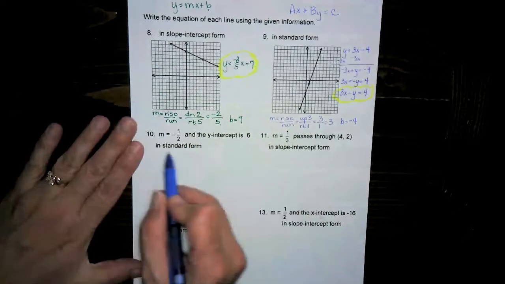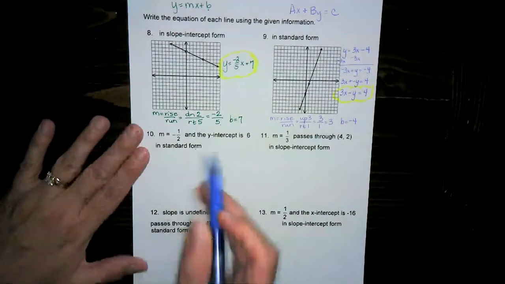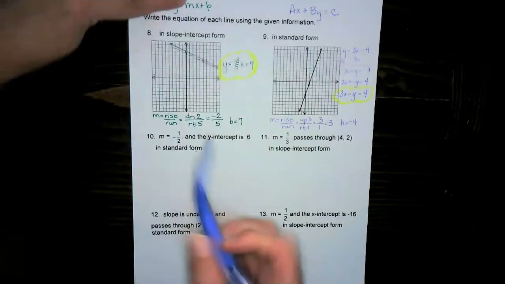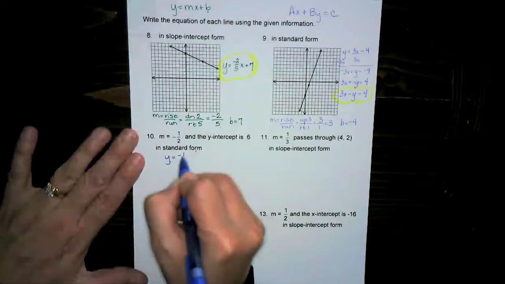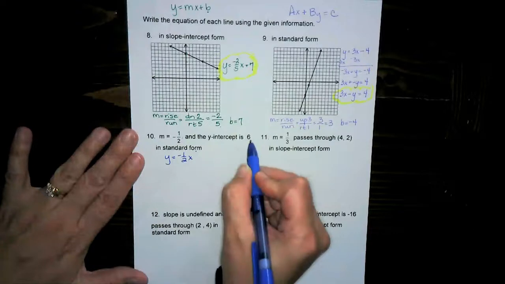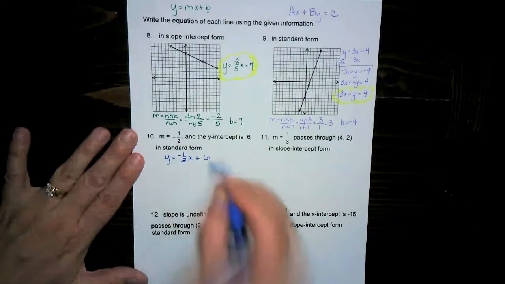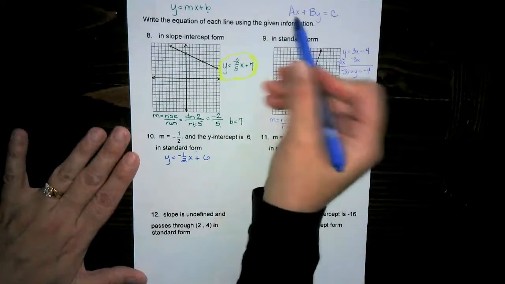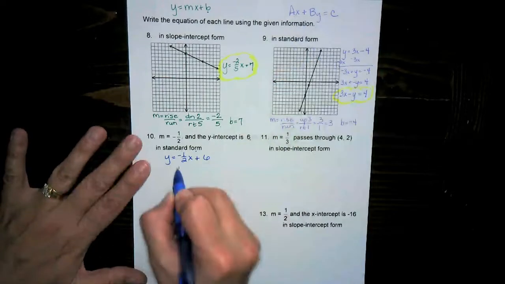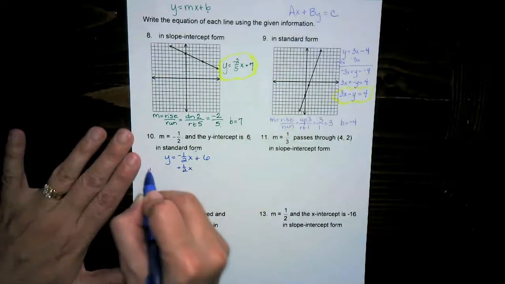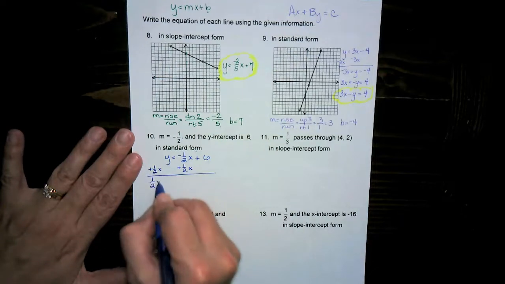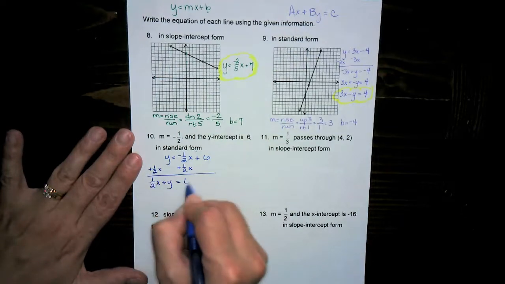We're just told it, but we want it in standard form. That's important. So let's make our substitutions. We know what m is, so we'll do y equals -1/2 x. And we know what b is, that's +6, but we want it in standard form, okay? So let's get all the x's and y's on one side. So I'll add this 1/2 x here. And that gives me 1/2 x plus y equals 6.